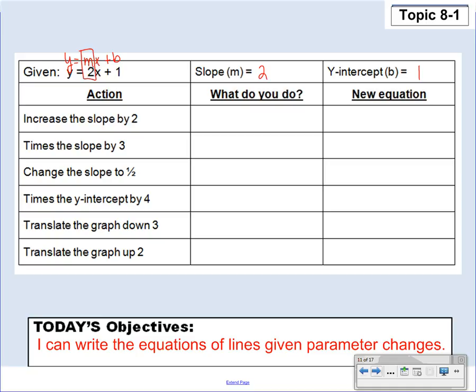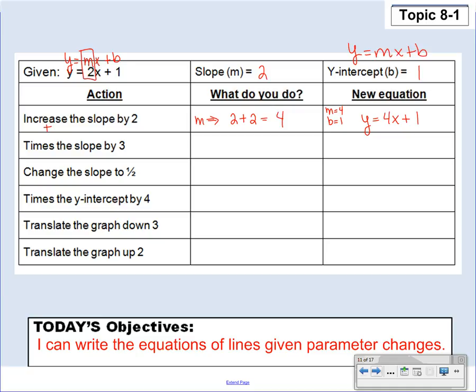Remember that increase in our vocabulary means to add. So that means with our slope, we are going to add 2 to it. So our slope was originally 2, we're going to add 2 to it, and we get a final slope of 4. It didn't do anything to our b, so our new slope is 4. Our y-intercept is still 1, so our equation is y equals 4x plus 1, because we still want to come out with y equals mx plus b.